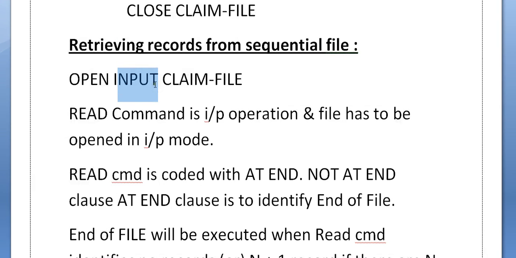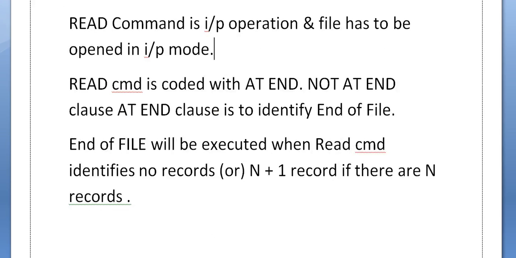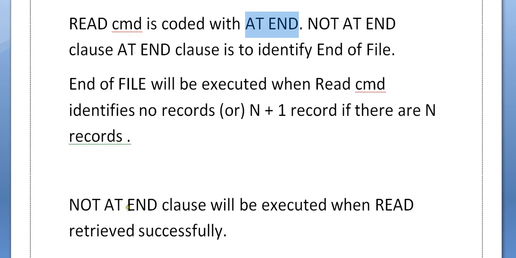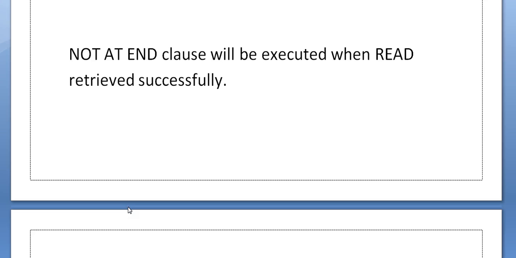So now I'm trying to retrieve the record from a sequential file, so I use input mode. Read command is an input operation, and the file has to be opened in input mode. Read command is coded with AT END and NOT AT END clauses. AT END clause identifies the end of file. It will be executed when read finds no records, or n plus 1 records if there are n records. NOT AT END clause will be executed when the read is successful.